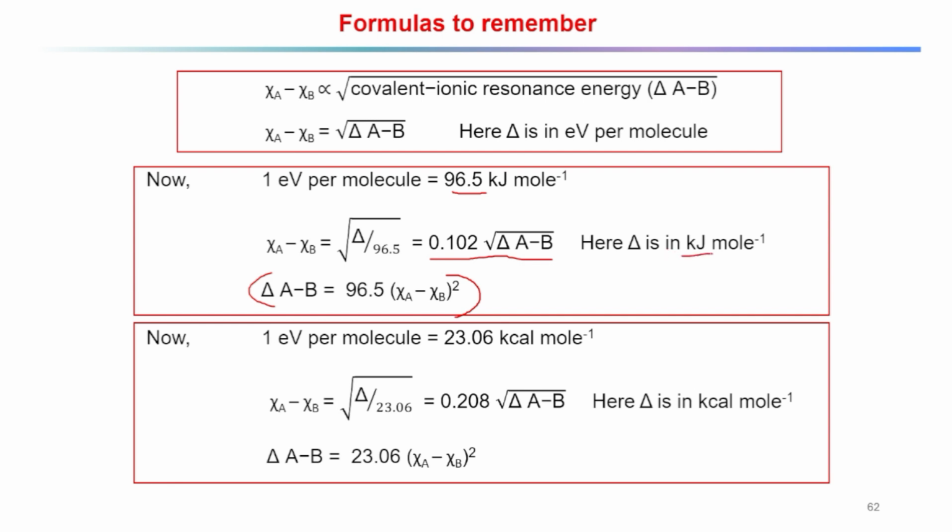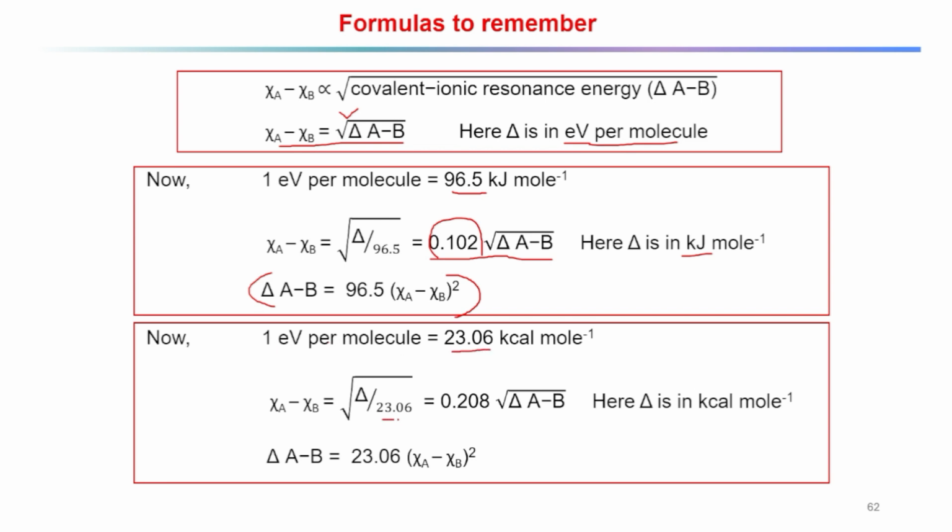Here delta is in kilojoule. And also you have to remember this one, here delta is in eV per molecule. Simply if you put 0.102 before this term, you will get delta in kilojoule per mole. And similarly, you can convert this eV per molecule to kilocalorie per mole using this factor.